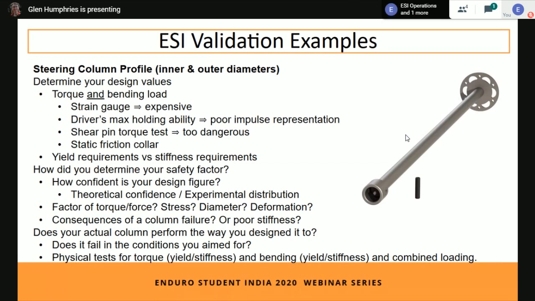And finally, validation question 2. Does your actual column perform the way you designed it to? Does it fail in the conditions you aimed for? If you aim for it to fail at certain torque loads or bending loads, then obviously you also need to consider combined loading. The stress distributions inside a cylinder under torque and bending are non-trivial. So it's a good chance to go and become familiar with those if you're the one doing this component, and see what sort of combinations of those are likely to affect the failure of the component. And once again, failure in terms of actual yielding, or also failure in terms of excessive elastic deformation.